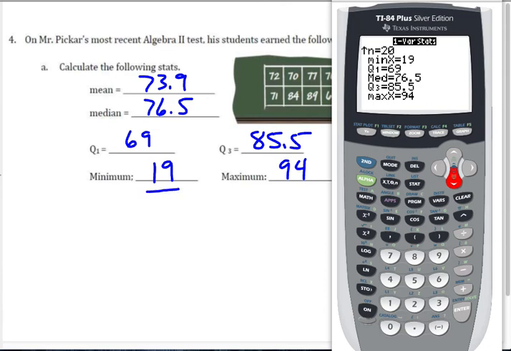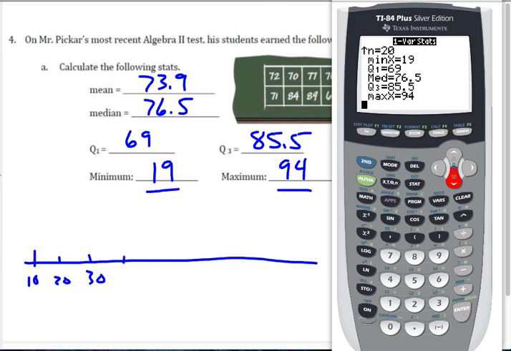Anyway, smallest to largest, we're going to do a box and whisker plot here. It's pretty easy. 19 to 94, I guess I'll start out with 10, 20, 30, 40. You need a number line here that covers all of your data. I'm going to put a dot at the minimum. That's 19. That's right about here. You can put a 19 above it if you want. 94, right about here. We'll put a 94 above it so I know what it is.